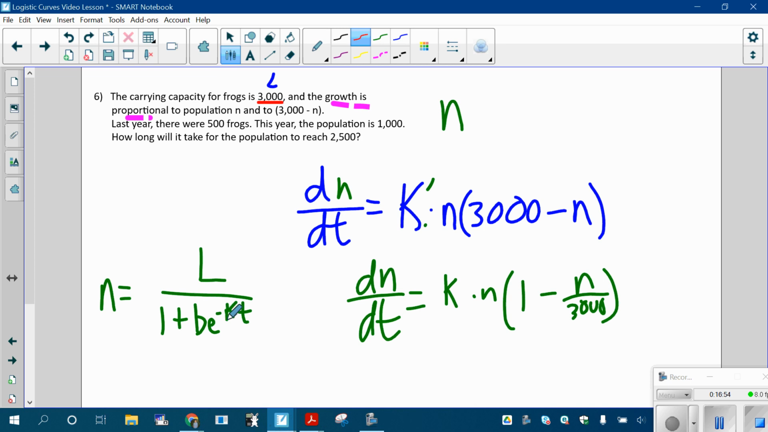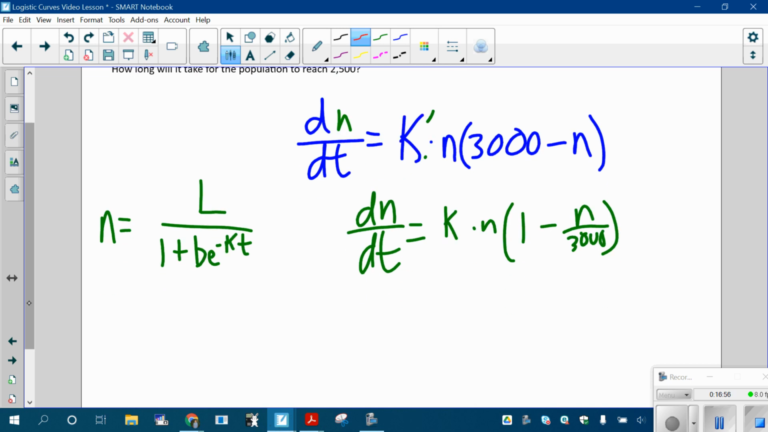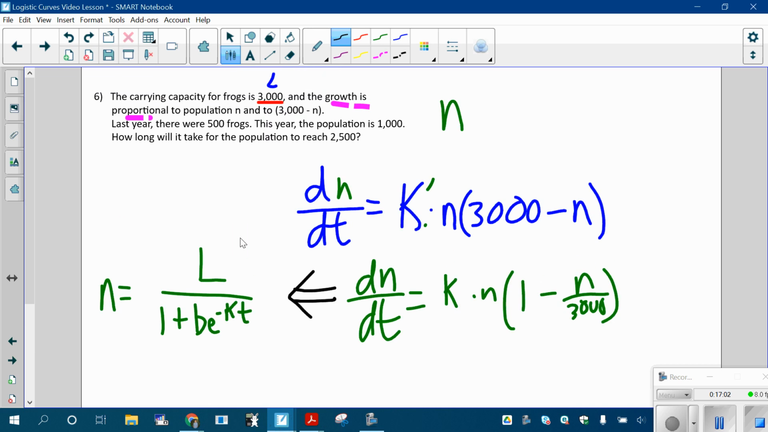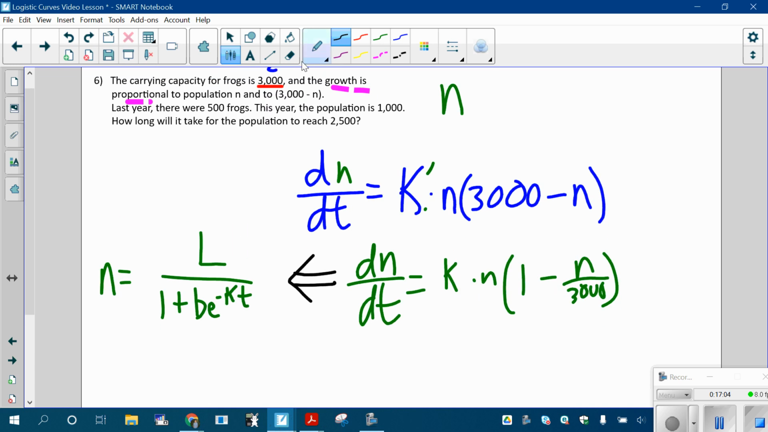Okay. We are not going to separate the variables and do the antiderivative. You need to just have this fact in your head. Now I know L is 3000. They told me the carrying capacity. They're asking me how long will it take for the population to reach 2500. I need to solve this differential equation.